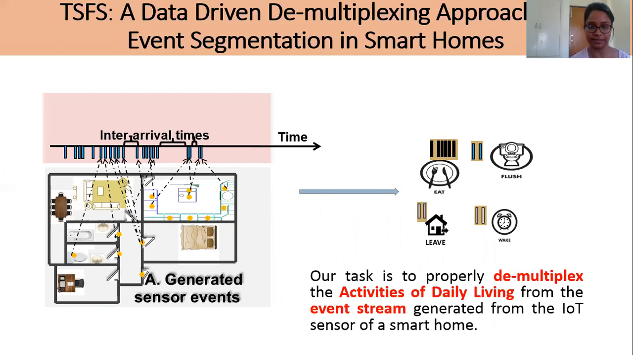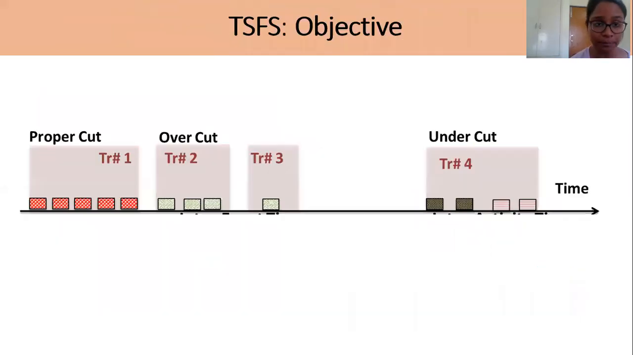You can think of it as a time series. From various rooms, data is coming, a person maybe is interleaving, but all the data is coming in a time series. And what we will try to do, the objective, is to demultiplex the activities of daily living in this event stream, where each segment will tell you what activity is going on, whether it is eating, flushing, living, or whatever. So properly segmenting is important so that we can detect these activities better. So that is the first problem.